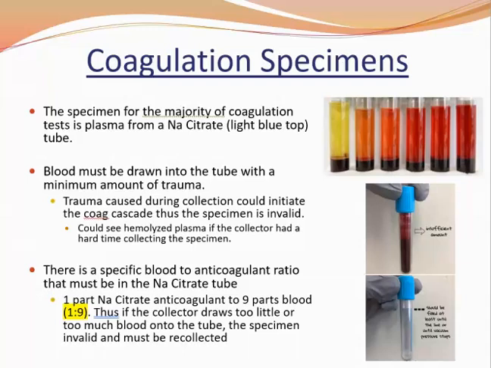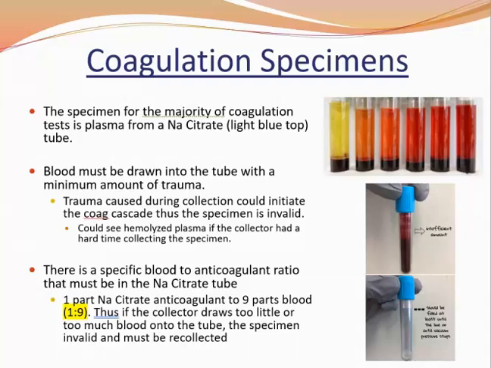As far as specimen collection for coagulation tests, we've talked about this in previous lectures, but for our specimens, we want a blue top tube with the sodium citrate as an anticoagulant. Blood samples must be drawn into the tube with a minimum amount of trauma. If there's a lot of trauma caused during collection, you could initiate the coag cascade, and that would cause the specimen to be invalid for coag tests.